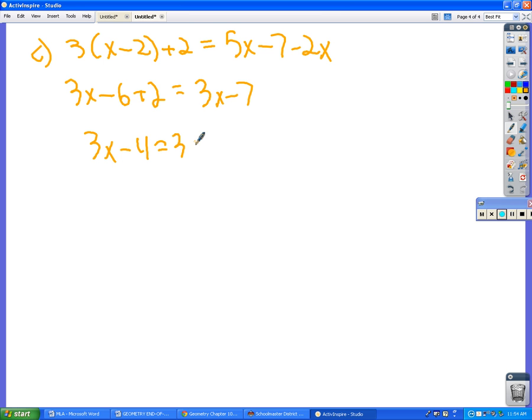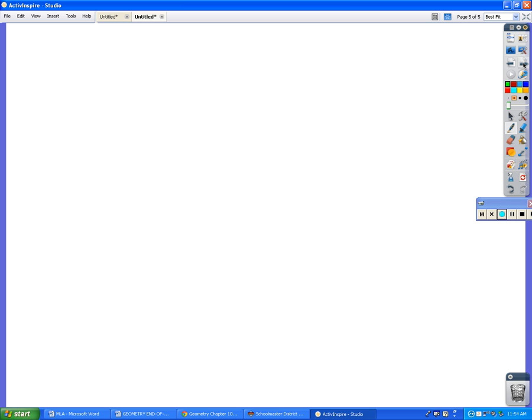Minus 4. Okay, yeah, no solution, because what's going to happen to the 3x's? They're going to cancel. It's going to leave me with negative 4 equals negative 7, which can't ever happen. So that means it is no solution. The next one is 6x minus 1 equals 4x plus 8 minus 6x minus 3.